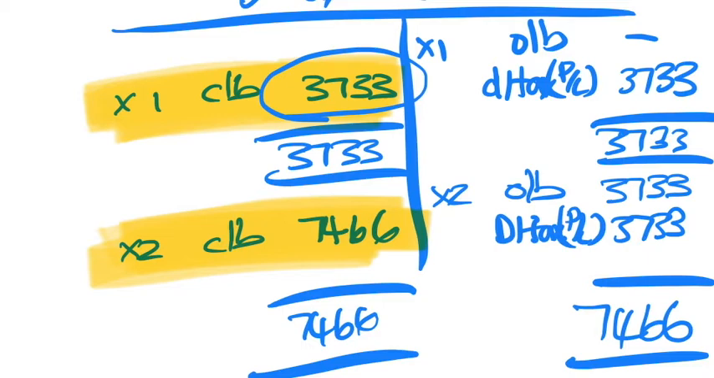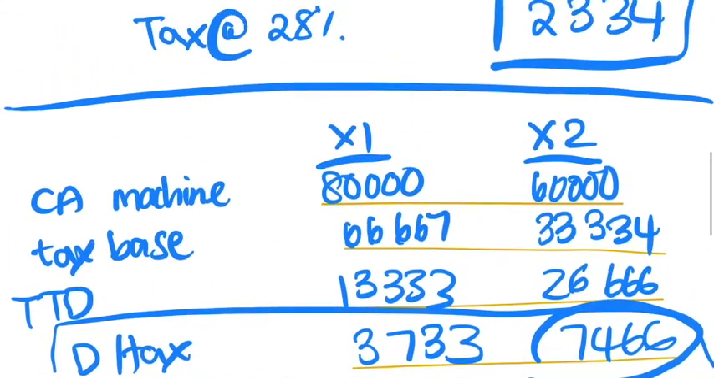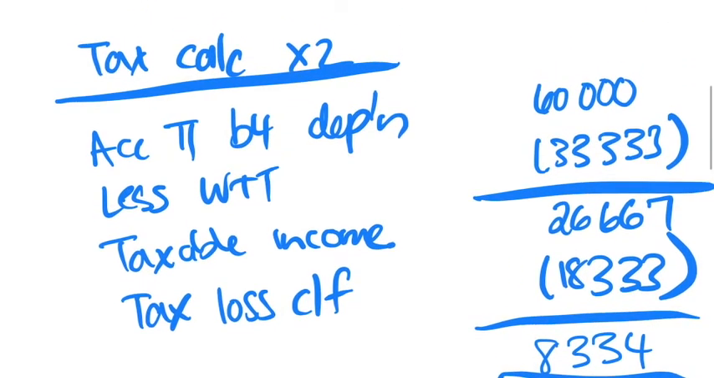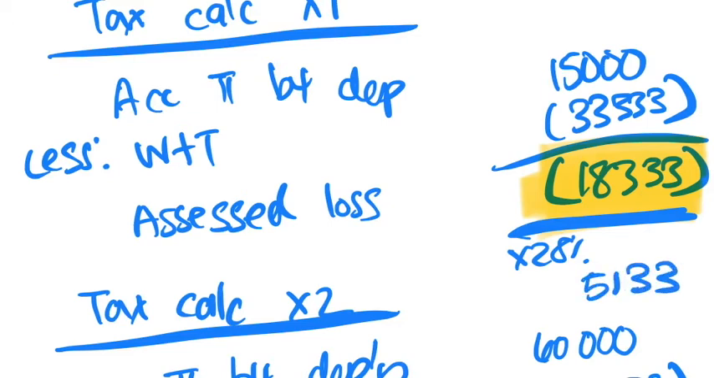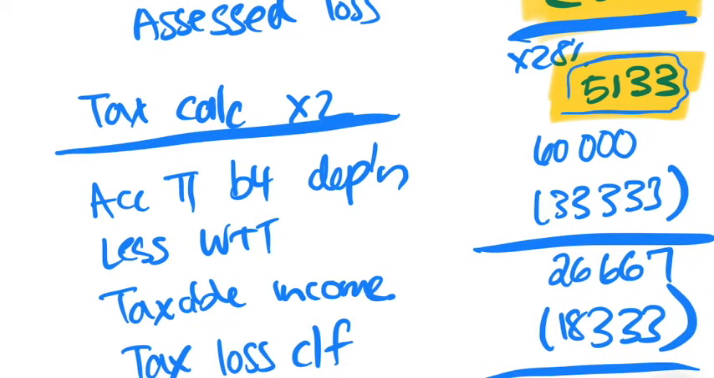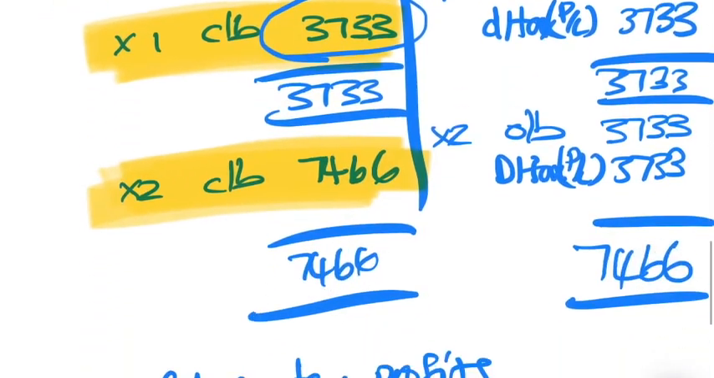Now, if we were to look at our assessed loss, I'm going to go up here again. Our assessed loss at the end of year one, if we multiply that by 28%, then it means that potentially we can recognize an asset of 5133. I'm just going to highlight that over here so we can see that number. So 5133 is potentially the deferred tax asset that we are able to recognize.